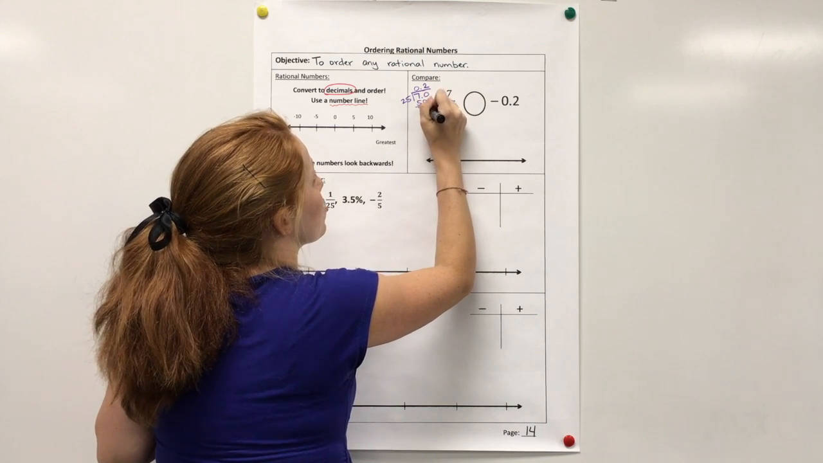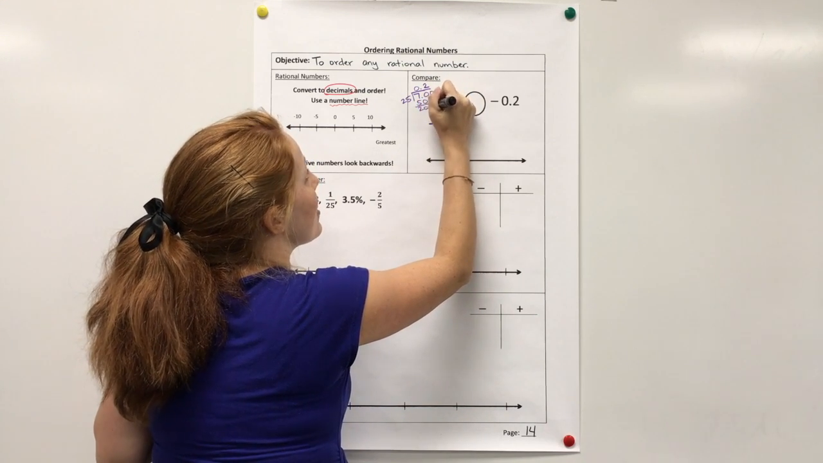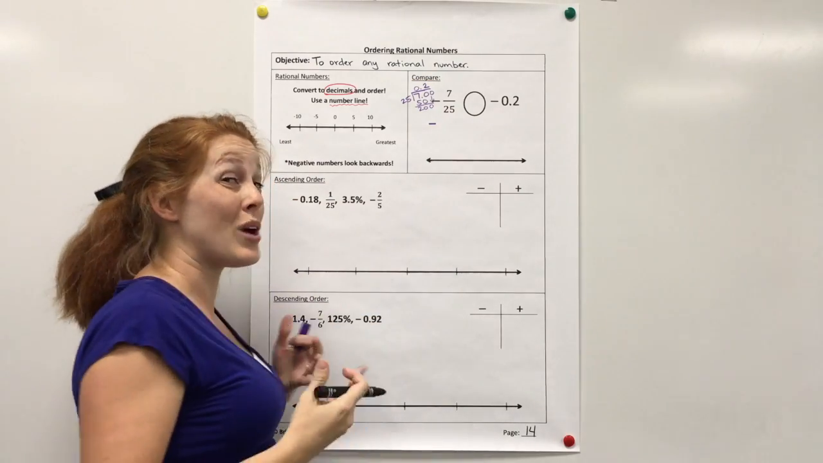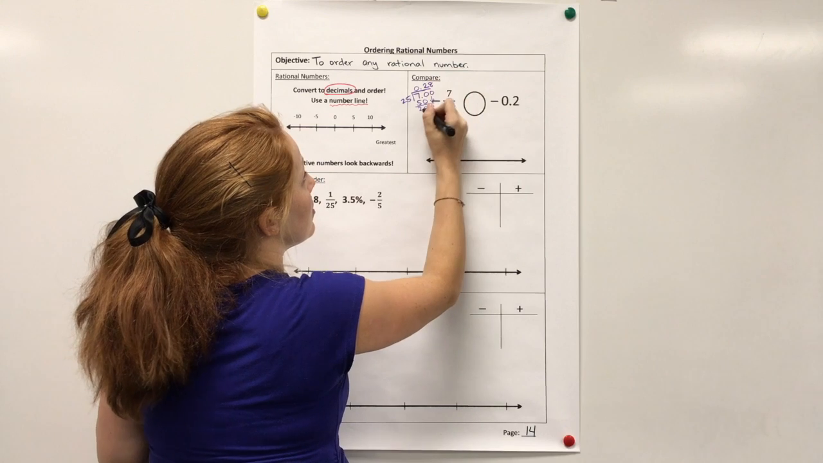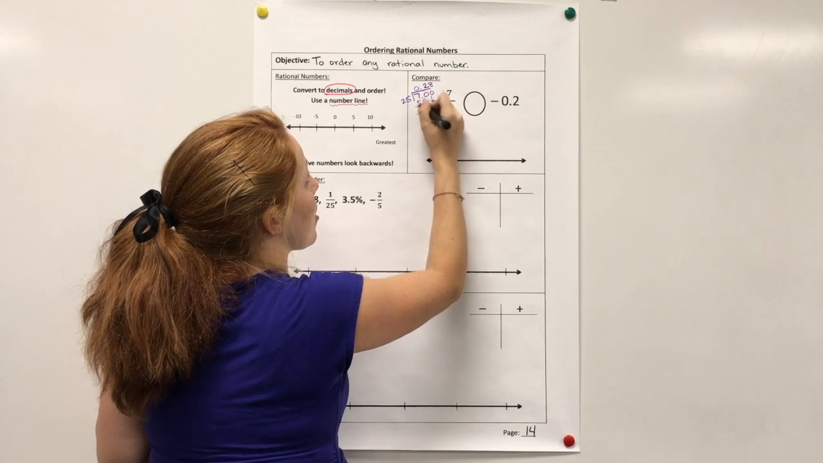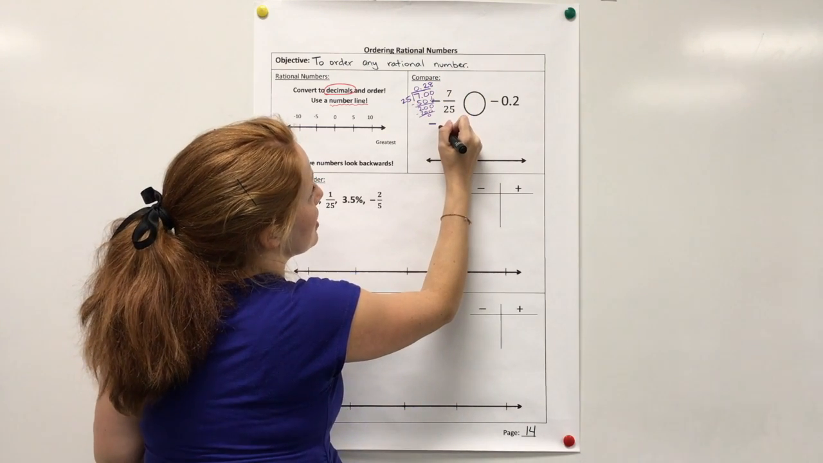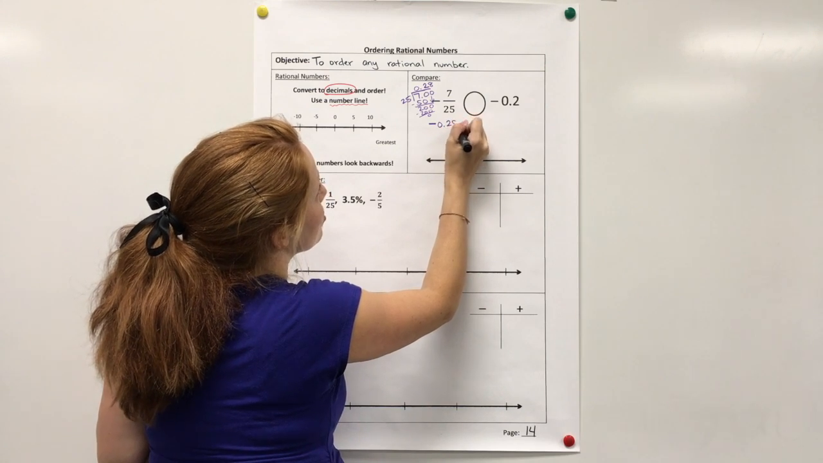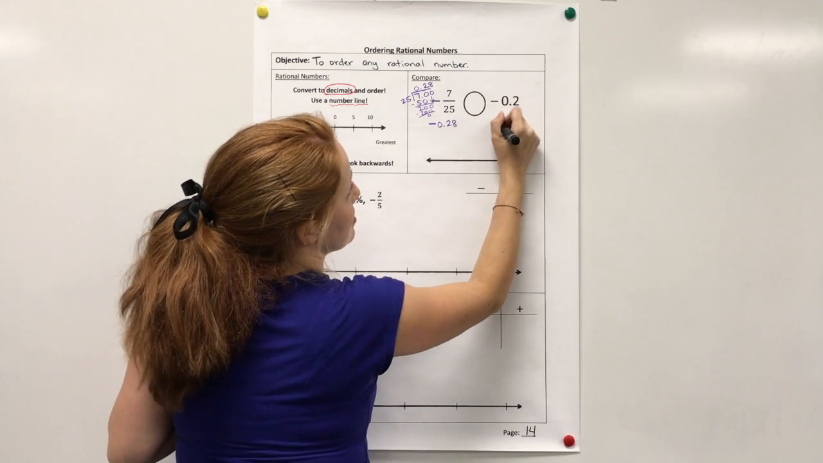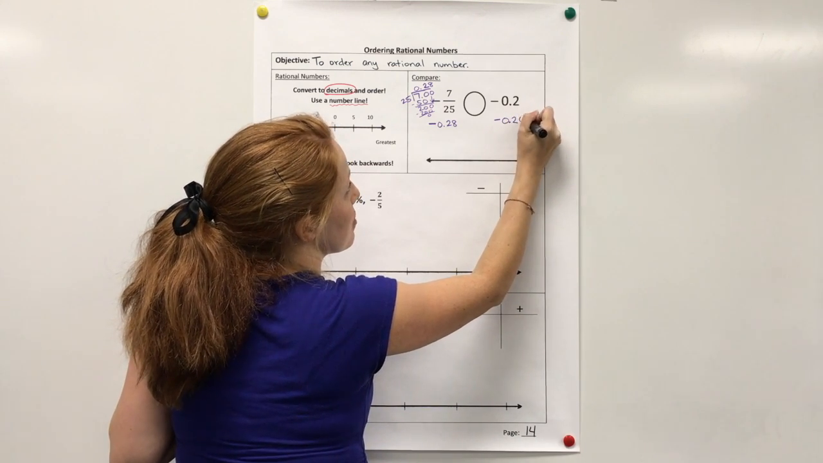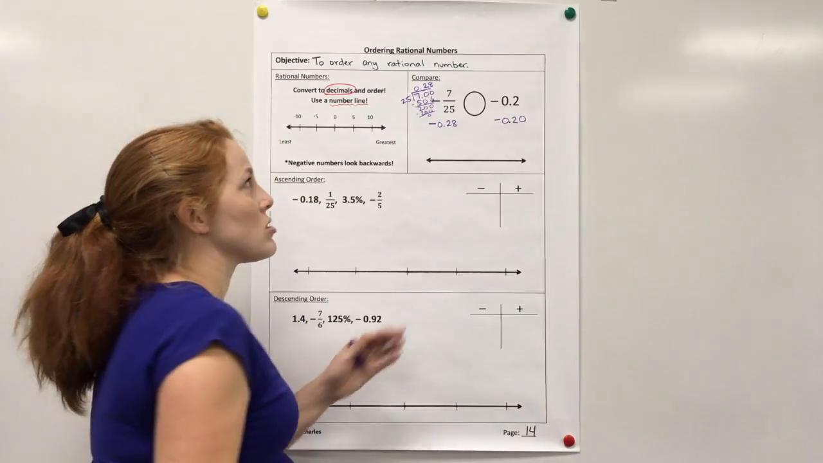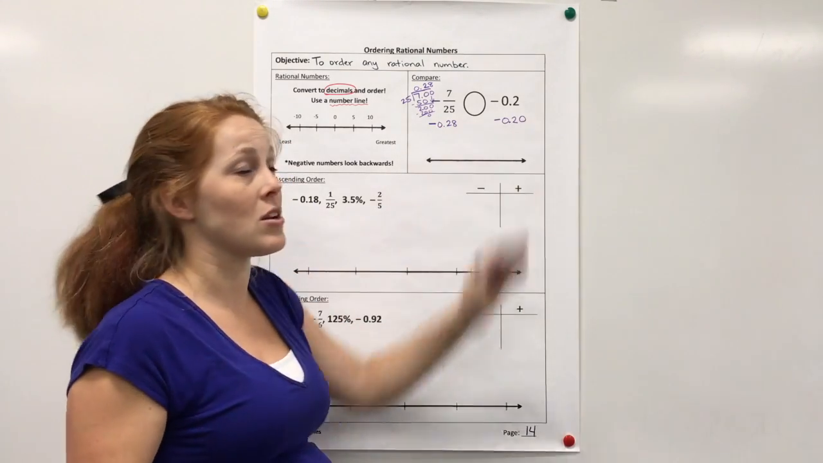I subtract, I get 20. I add a 0 and bring it down. Quarters into $2, we can think, well, that'd be 8. All right, so this would be -0.28 or 28 hundredths. This is -0.2. Again, I'm going to add a 0 so that they both have 2 digits. So this is like 28 hundredths and 20 hundredths.